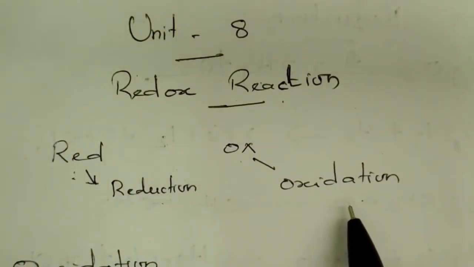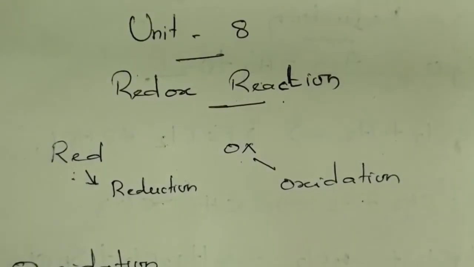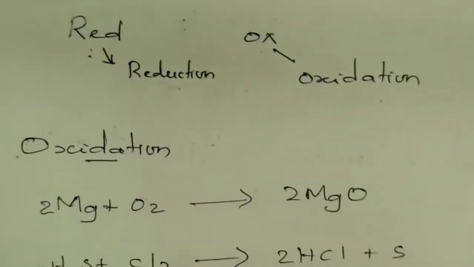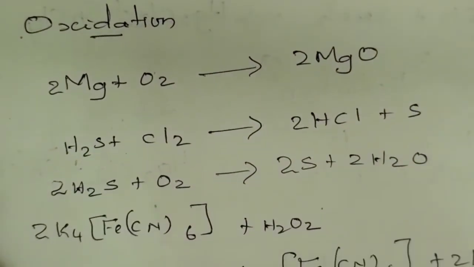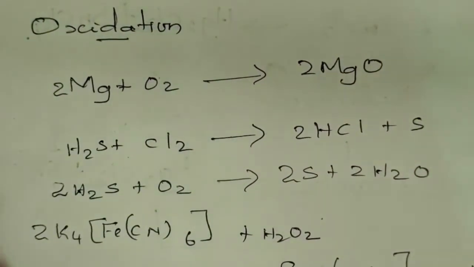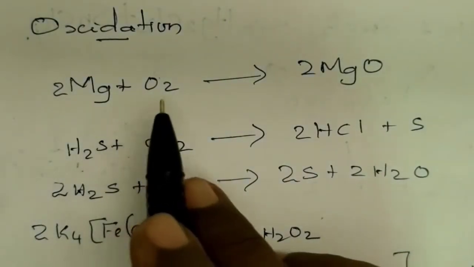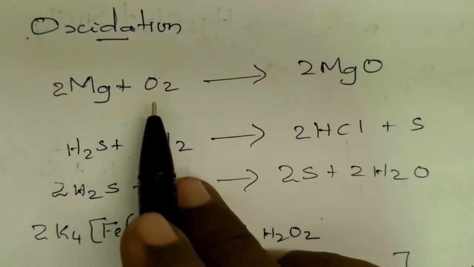So what do you mean by oxidation? Let's see some examples. In the beginning, addition of oxygen is called oxidation. Normally, addition of oxygen means combustion reaction. We will discuss what is oxidation. Combustion reaction means anything which burns in oxygen.